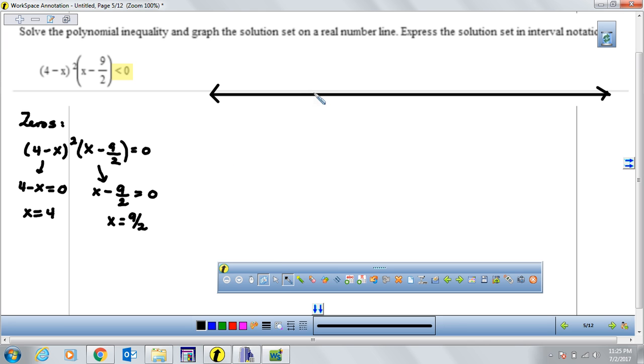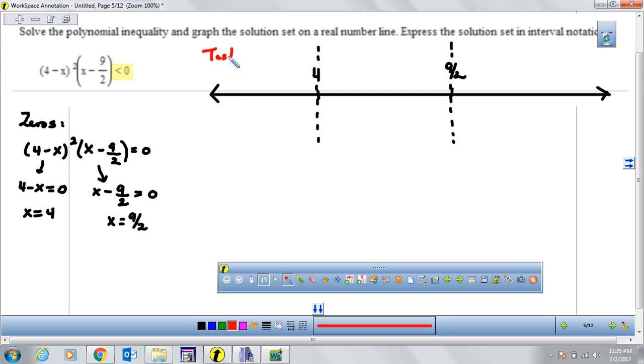Okay, so we have 4 and 9/2. So 4 goes first, and then you're going to divide it with a boundary line right here. And then 9/2 is 4.5. So I'm going to put the 4.5, which is 9/2, a little after, and I'm going to divide here with a boundary line. So what you need to do is pick test points.